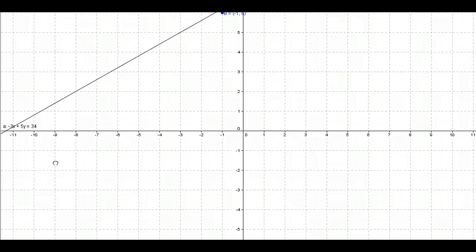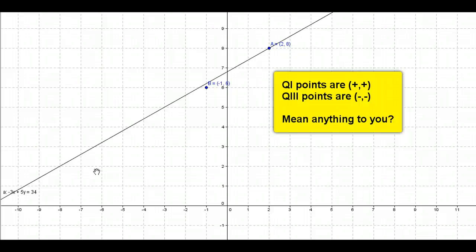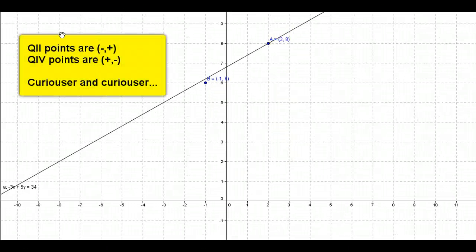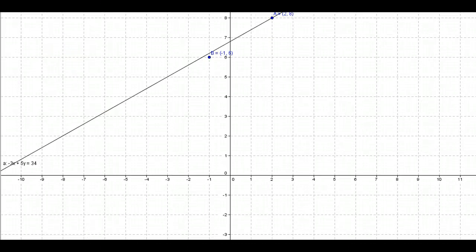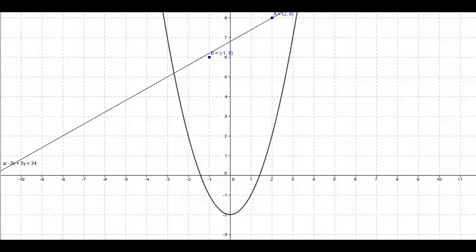Also note that it points towards quadrants 1 and down to 3, right? Because it's a positive slope, and we'll talk about what slope means later. If it were a negative slope, it would point in the opposite direction towards quadrants 2 and 4. So this is a linear equation, and let's contrast that with an equation that has a square in it. So if I had x squared minus 2, then I've got a different sort of shape, don't I?